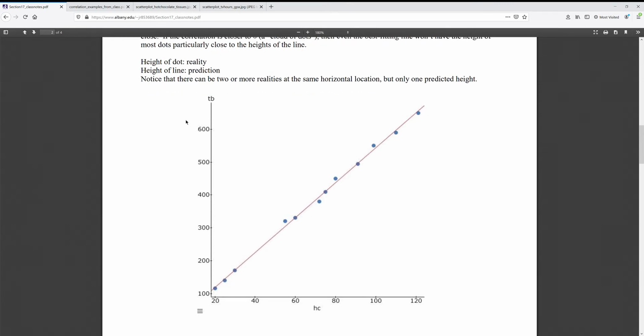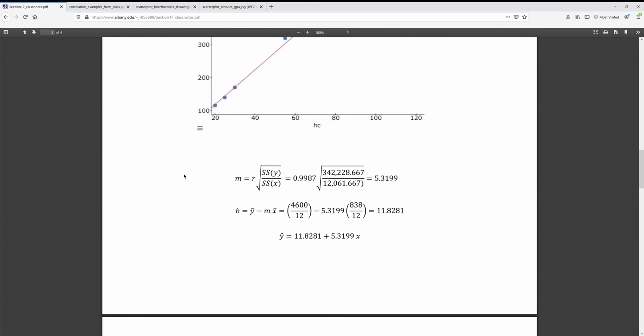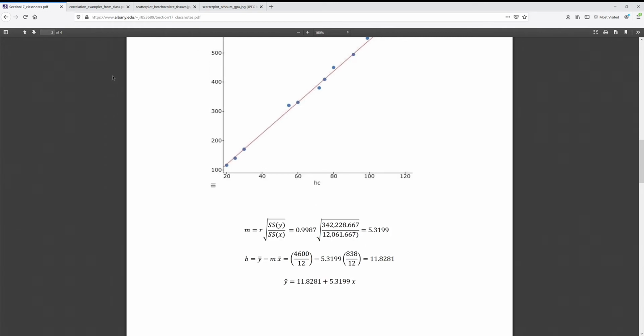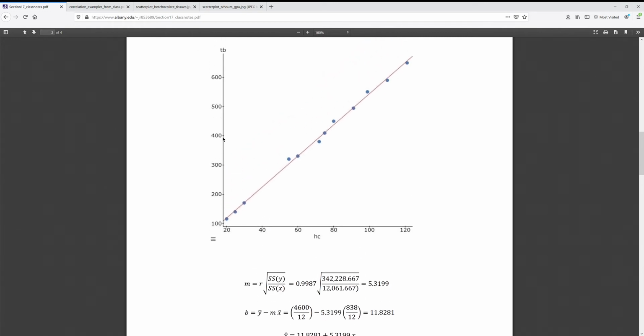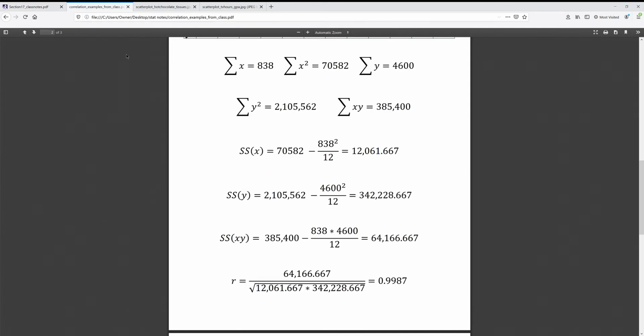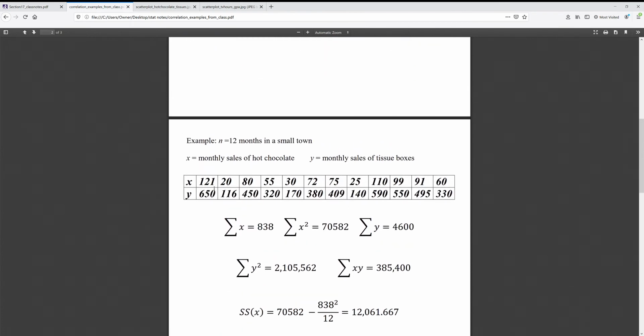So we've talked about most of this already, and now we'll just do our calculations. Let's recap a bit, maybe blow this up a little bit. There you go, hot chocolates, tissue boxes. So our data, remember, went something like this.